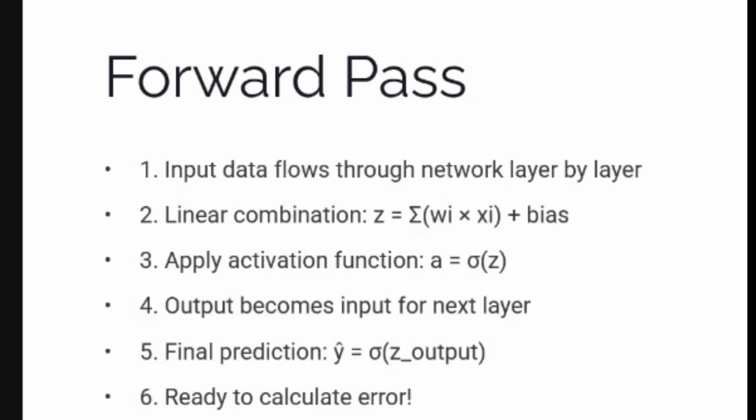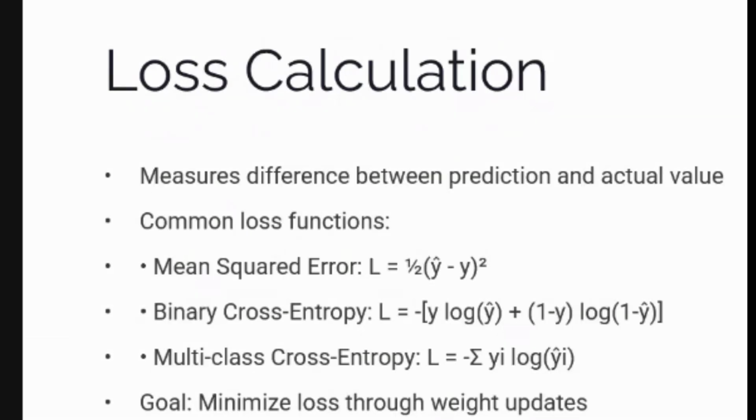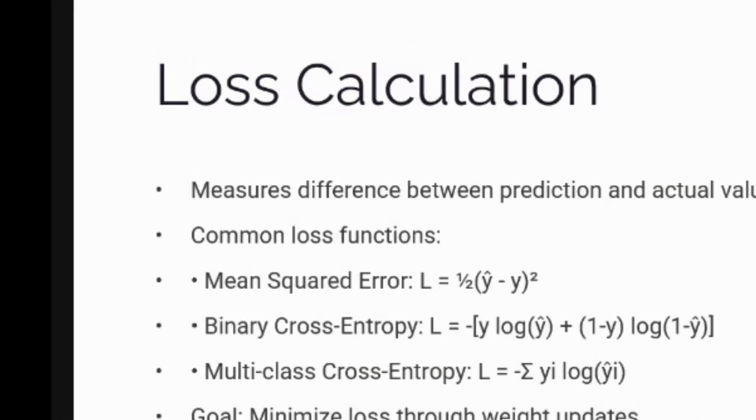Once we have a prediction, we can compare it to the correct answer and see how wrong we were. Loss calculation is done with the help of a loss function. Here different types of loss functions are shown, but the goal of a loss function remains the same: to minimize the loss. The smaller the loss is, the better our network is performing.